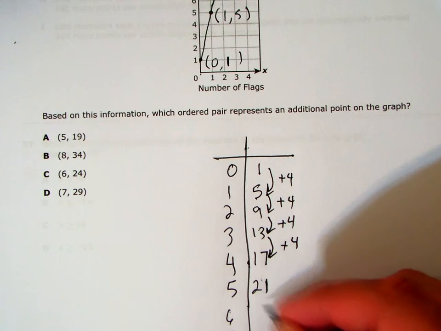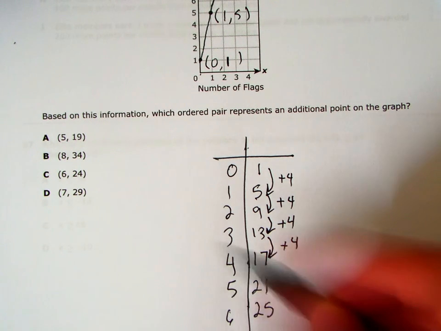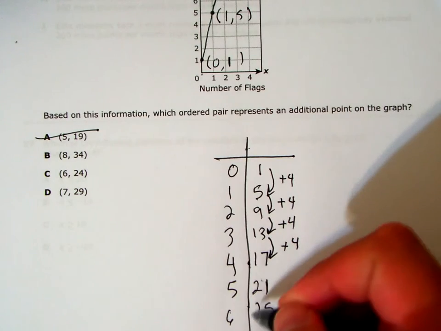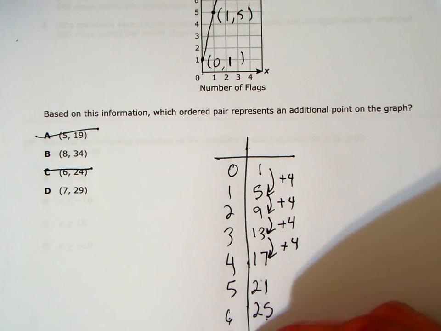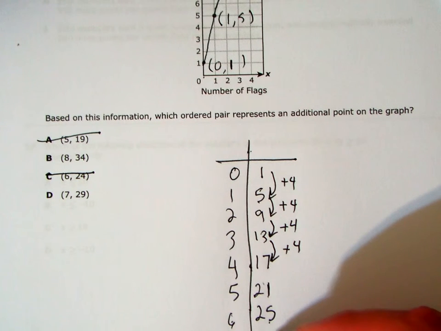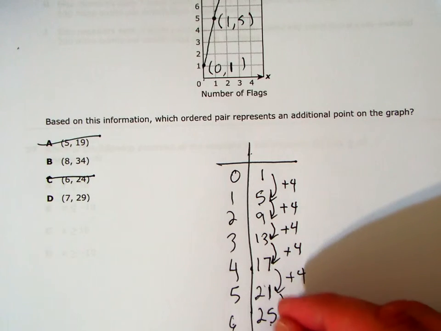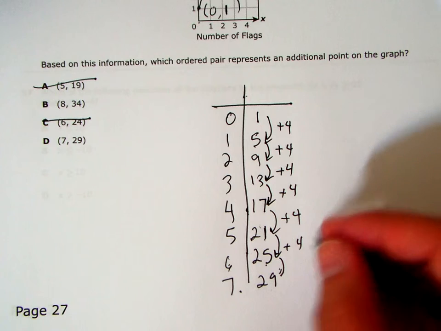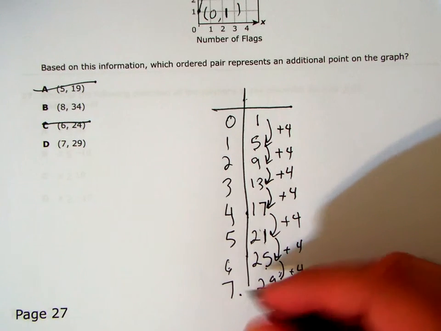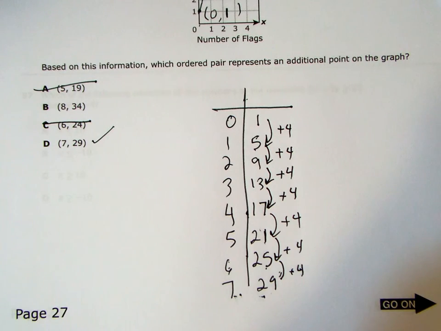21 plus 4 is 25. So look, is 521? Nope. Is 625? Nope. Is 729? Plus 4 plus 4 plus 4, right? Is 729? Yes. Right?